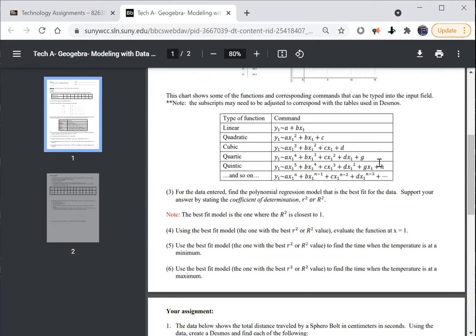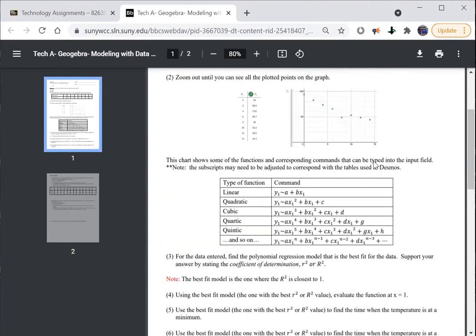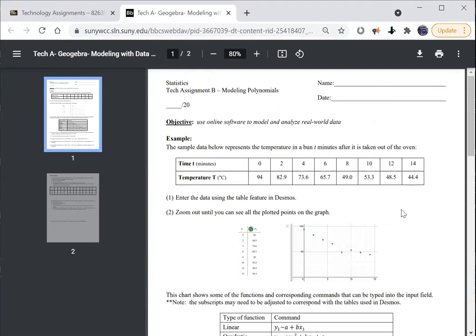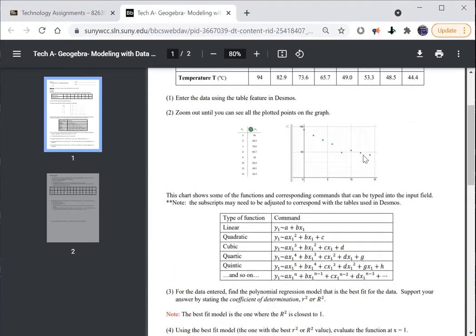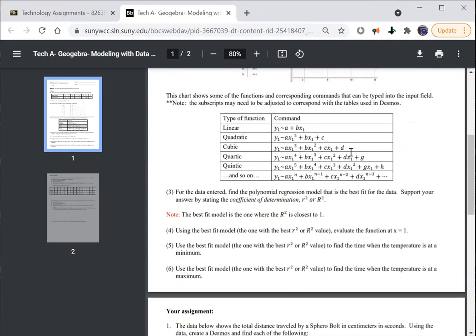All right, I'm going to talk you through it first, and then I'll go through the example with you. All right, so you have this data set. We're going to plot the data set. We're going to plot the points. These are some of the common types of regressions that you can get.